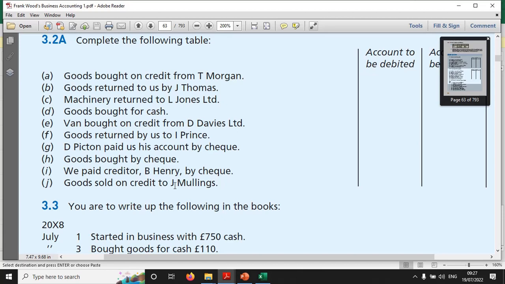The last one now. Goods sold on credit to JM. Identify the accounts. There's sales and JM. That's correct. And now do the allocation. We credit sales and we debit JM. Okay? Credit sales always. You understand that? And debit the other one.